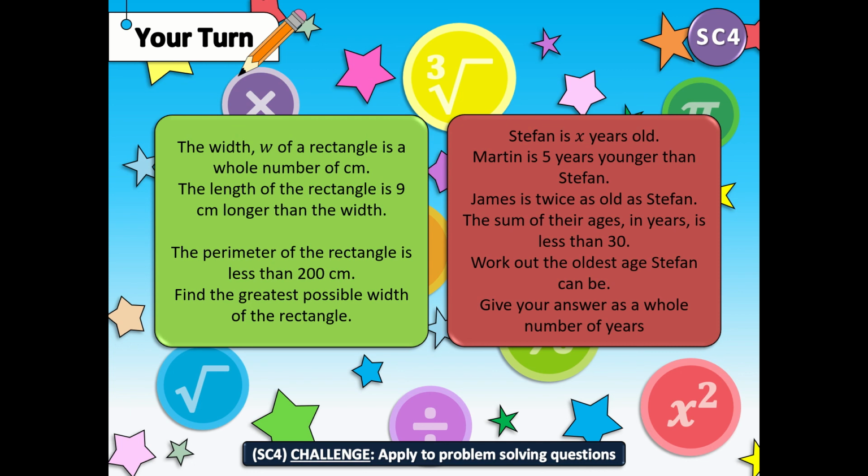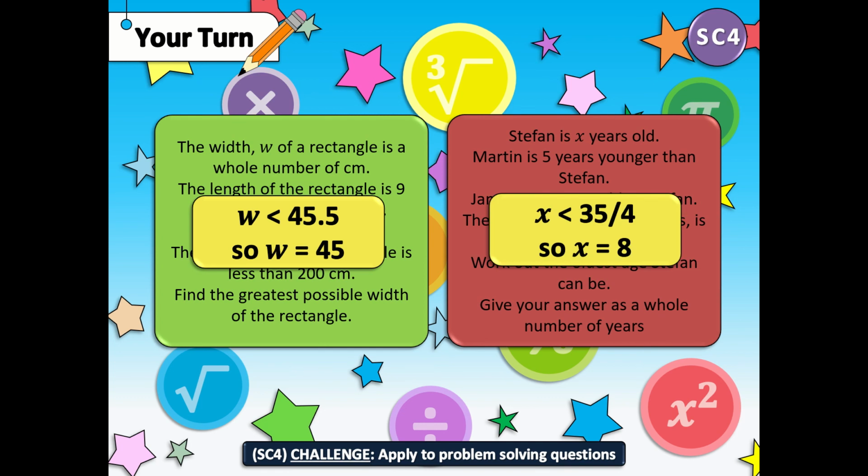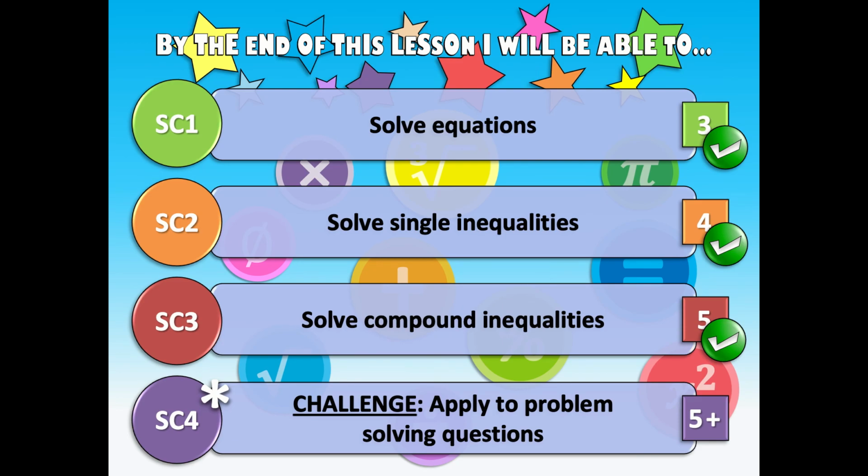Here are 2 questions for you to have a go at. Pause the video, and when you're ready to mark your work, press play. Here are your answers. So there's your green answer. And there's your red answer. So now we've completed success criteria 4.